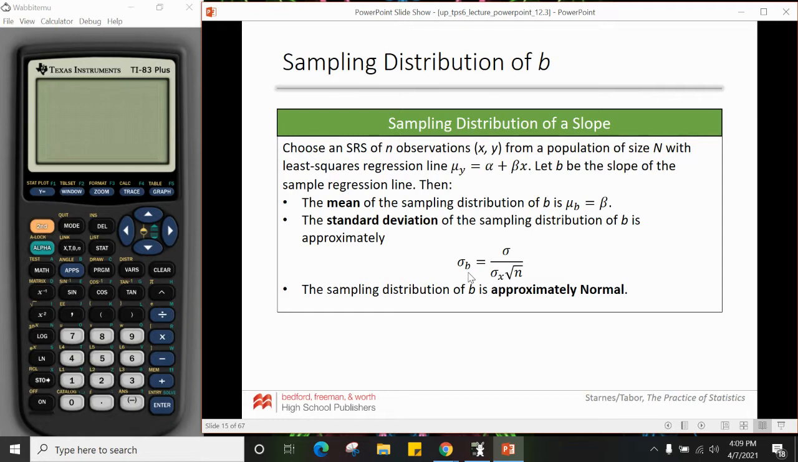So this is basically that same slide, but in a generic form. Choose an SRS of n observations of x comma y from a population of size capital N with the least squares regression line mu y equals alpha plus beta x, and B is the slope of the sample regression line. Then the mean of the sampling distribution of B is equal to beta. The standard deviation of the sampling distribution of B is approximately sigma divided by sigma of x times the square root of n, and the sampling distribution is approximately normal.